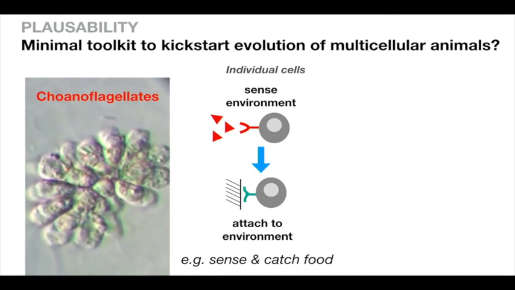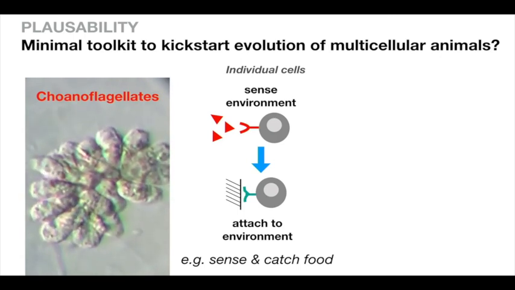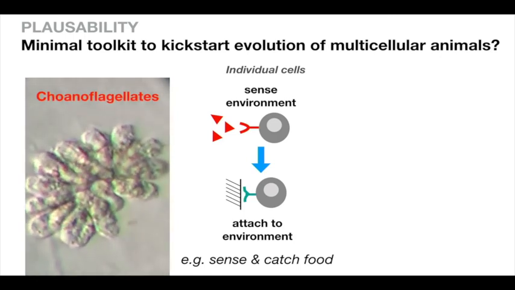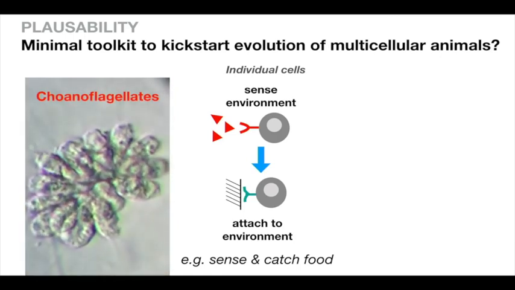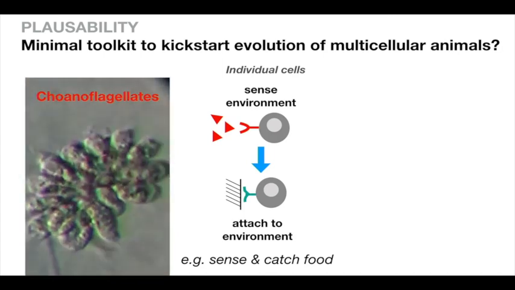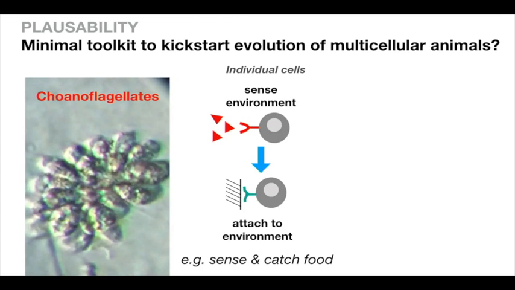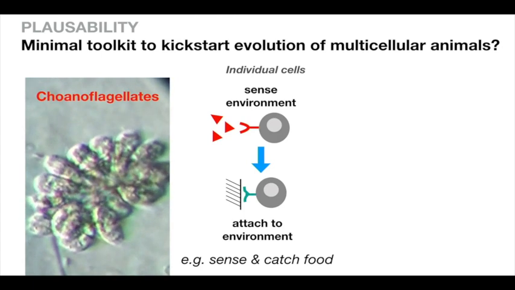We think it's interesting in terms of thinking about what is the minimal toolkit to kickstart the evolution of multicellular systems in animals. Thinking about things like choanoflagellates, most individual cells, of course, have ways to sense what's going on in the environment and then to attach to the environment or things in the environment, things like sensing and catching food. And choanoflagellates have things that look like cadherins on the outside, and these are postulated by Nicole King and others to be involved in catching bacterial food originally.